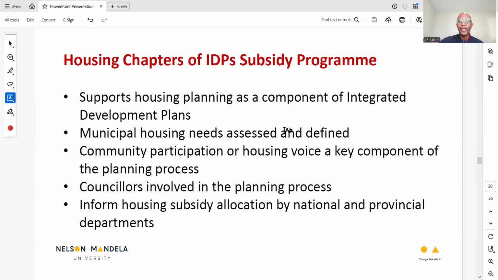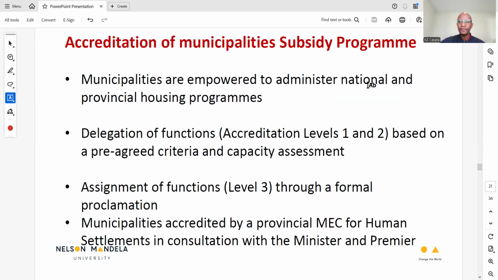Now, this supports housing planning as a component of IDPs. Municipal housing needs are assessed and defined. There is a subsidy that can assist financially in that. Community participation, or housing voice, is a key component of the planning process. Councillors are involved to inform housing subsidy allocation by national and provincial departments.